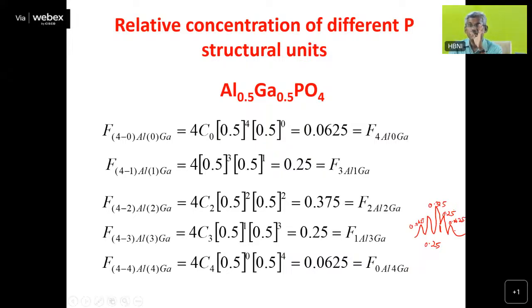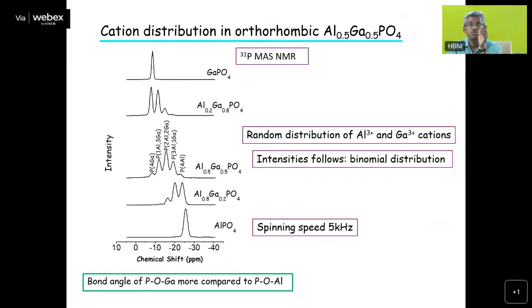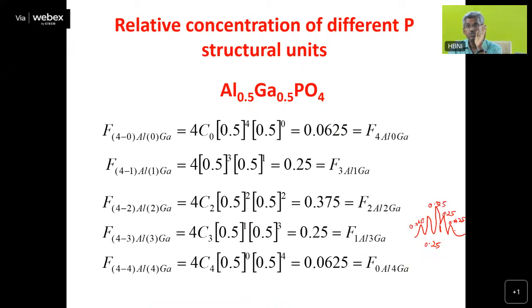So if the random mixing of aluminum and gallium takes place, and if the composition is 0.5, you can predict an NMR line shape like this one, the middle one, which you are showing. You can see here, whatever you are seeing here, that NMR line shape can be predicted. So this way, you can predict the NMR line shape. I have written with poor handwriting, but remember that if you add the total intensity together, it will become 1.